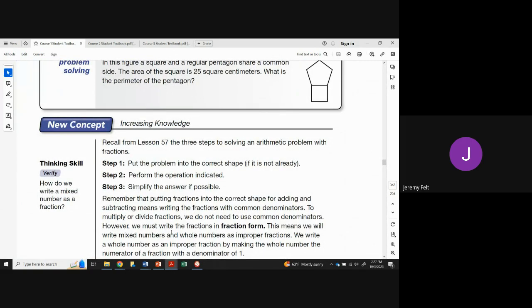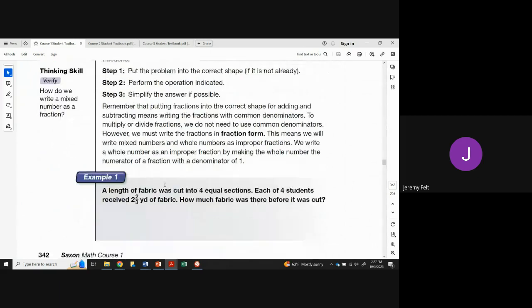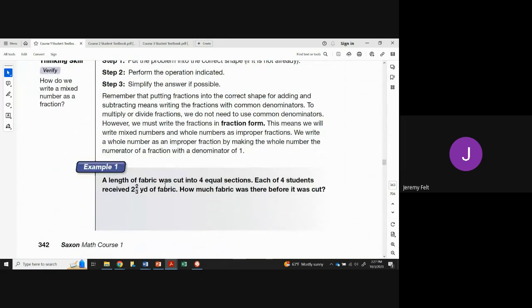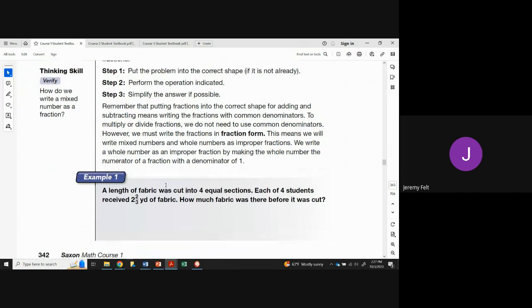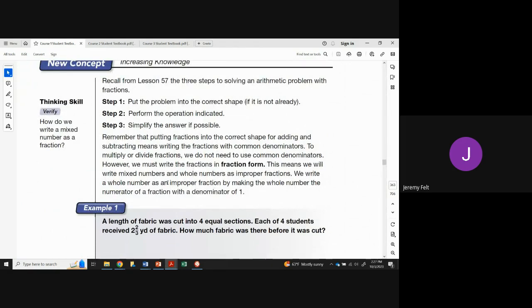So some steps that we need to recall: put the problem into the correct shape if it isn't already, perform the operation, and simplify the answer if possible. We always want to reduce if we're able to. When we're adding or subtracting mixed numbers, we can have it as a mixed number. If we're multiplying or dividing, we need to have it as an improper fraction, and we'll go over how to do that.